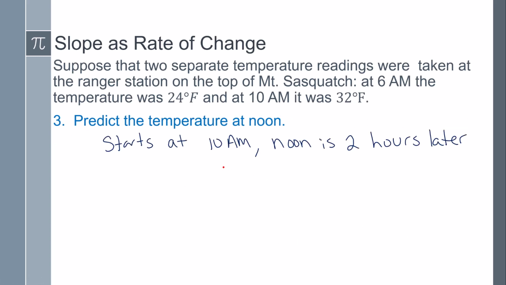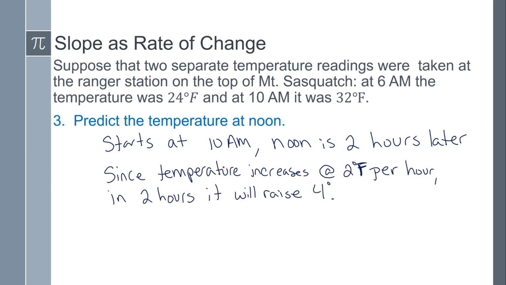Now predict the temperature at noon. We can sit there and count a little bit. We know that it starts at 10 a.m. and noon is going to be 2 hours later. Since it's going to increase by 2 degrees per hour, 2 hours, 2 and 2, that gives us 4. So we started at 10 a.m. at 32, we add 4 at noon, and so that's going to be 36 degrees Fahrenheit.